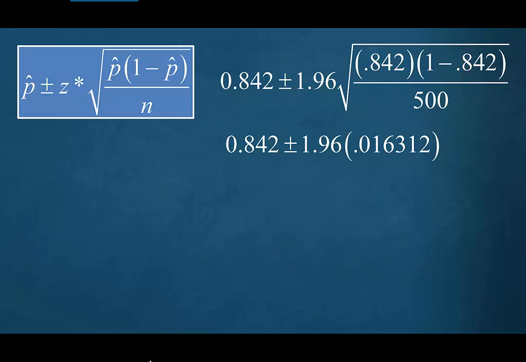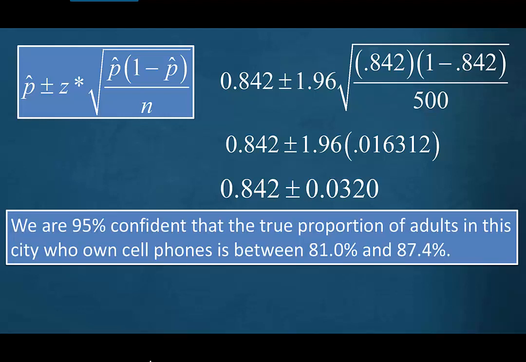So I'm going to get 0.842 plus or minus 1.96 times 0.016312. Again, that's our standard error. Sometimes that's all we want is the standard error. Multiplying the critical value times standard error gives us the margin of error of 0.0320. So when we say 0.842 plus 0.0320 and 0.842 minus 0.0320, we can now interpret our interval.